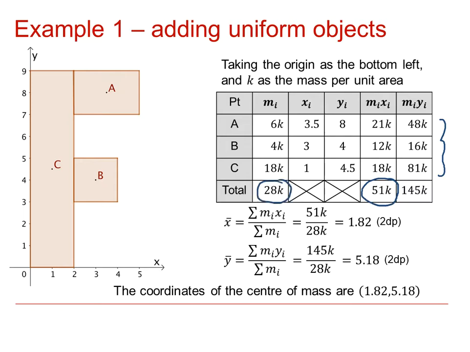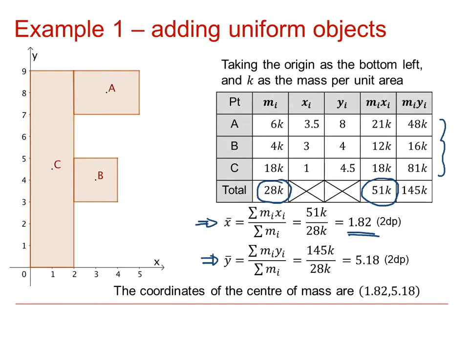So x bar, as usual, is the sum of the moments in the x direction, mixi, divided by the total mass, and that comes to be 1.82. And similarly, y bar is the sum of the moments in the y direction divided by the total mass. So we get that the coordinates of the center of mass are at 1.82, 5.18.